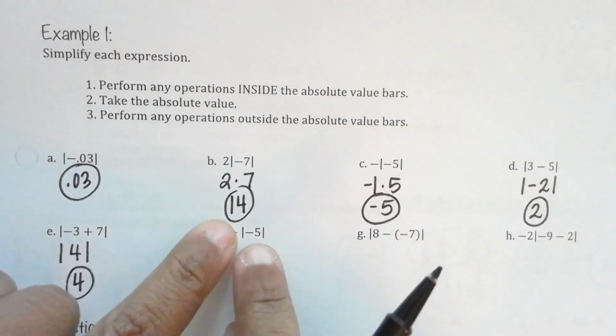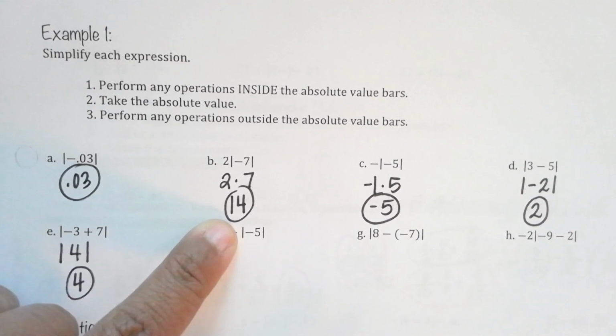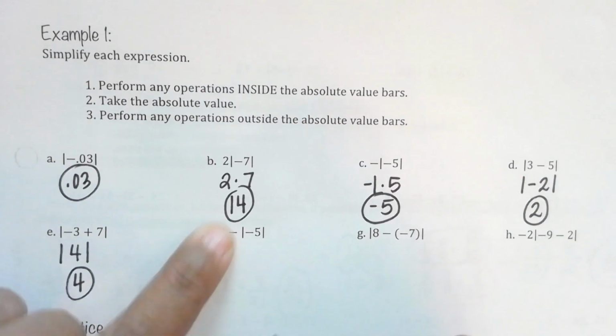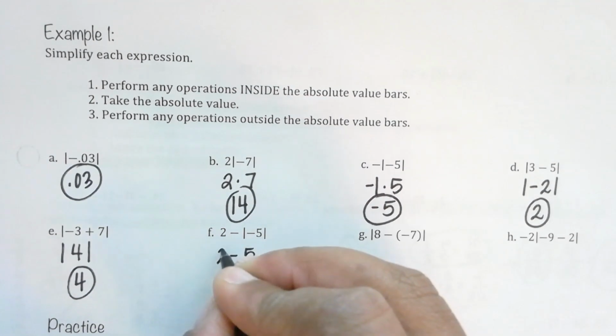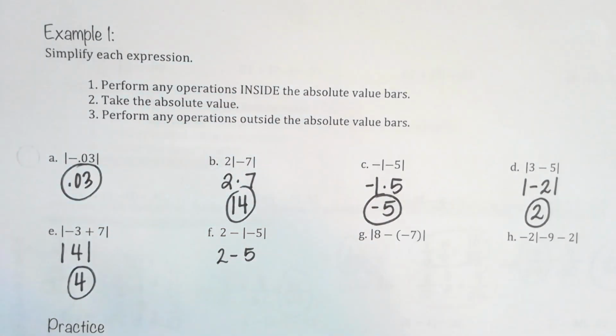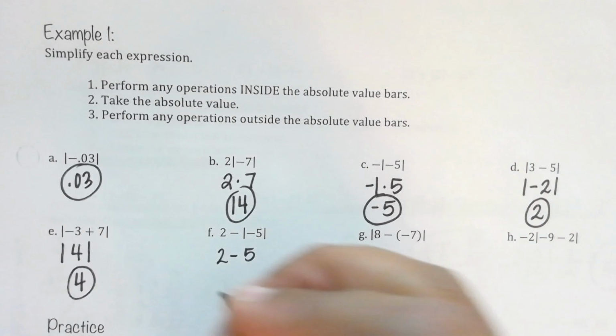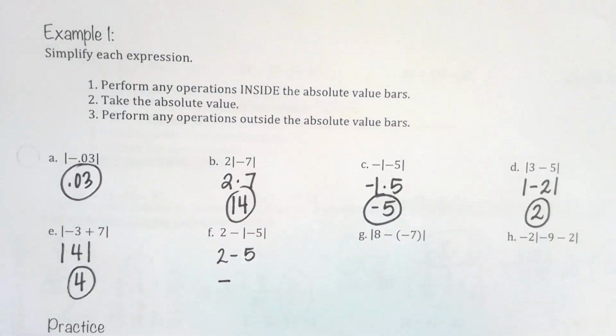Is there anything to do on the inside of this? No. So what's the absolute value of negative 5? So I have 2 minus 5 because these two pieces were brought down. Any questions there? They're opposite signs. So should my answer be positive or negative? Negative, because the 5 is bigger, right? So what's 5 minus 2? 3.